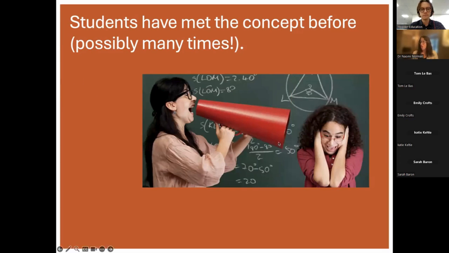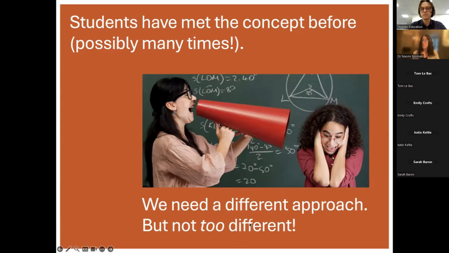So what do we do? Well, we need a different approach. We need to exercise caution, though. We don't want to make it so different that it's unfamiliar to students and doesn't fit with what they potentially do understand of a concept and so confuses them. So it's a little bit delicate. We need a different approach, but not too different. And that's what we've tried to do in the SHINE interventions. So let's take a look at an example or two.